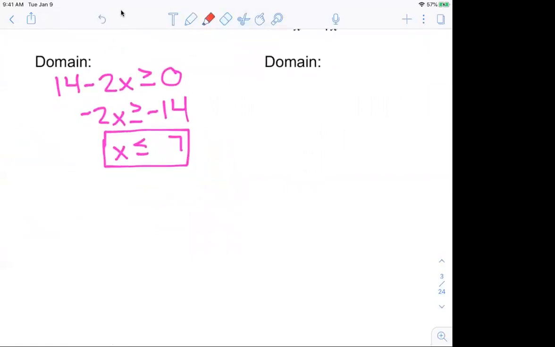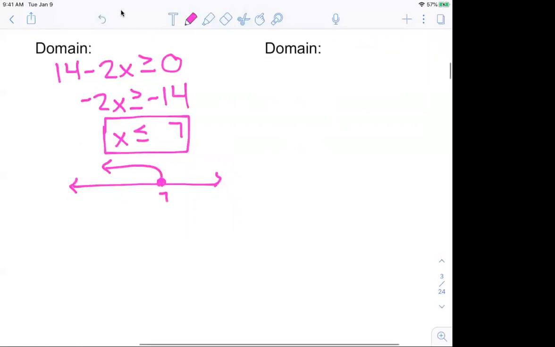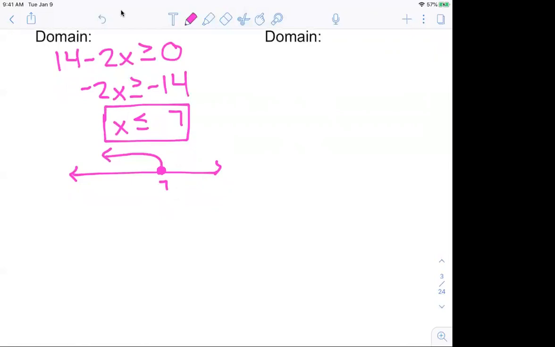Sometimes it might ask you to graph the domain. So we know that the domain is from 7 and x is less than it, so it goes to the left. We also could do interval notation, which is from negative infinity, that's the smallest value, up until 7 with a bracket. We reviewed that already this year. So it kind of depends if they ask for interval notation or inequality. So this is an inequality.